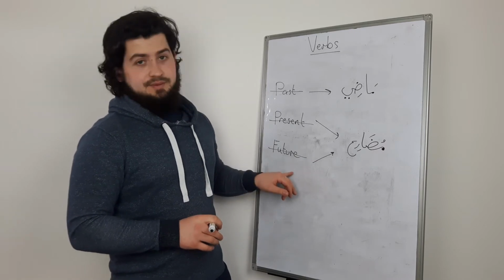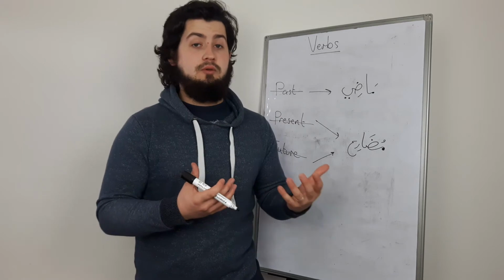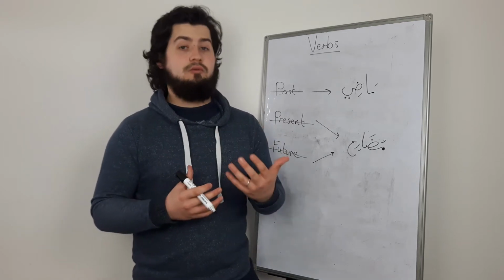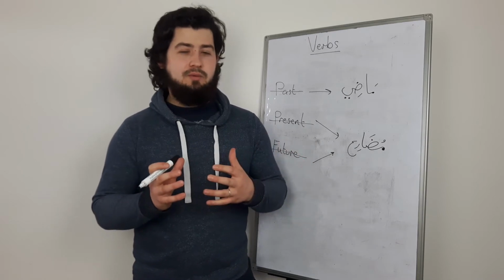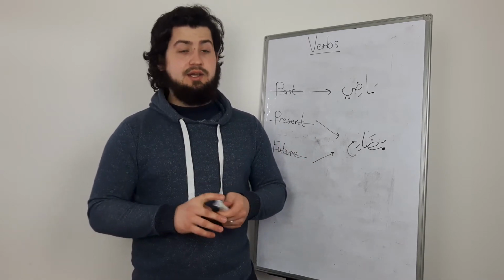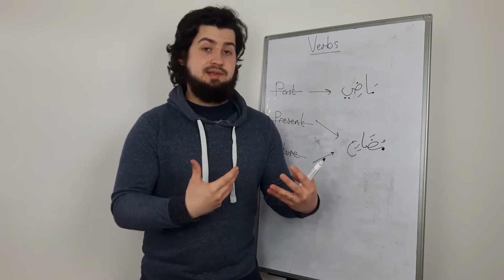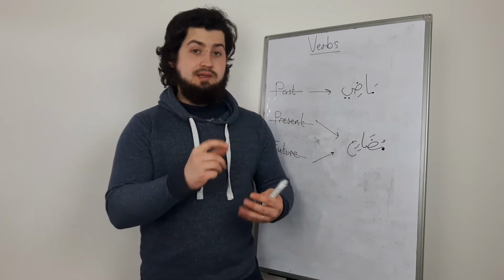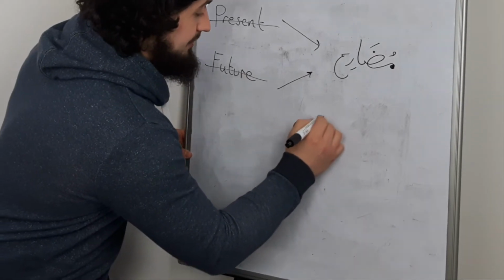So how do we get the future? What's the difference between using a present tense verb like yaktubu, he writes? How do we create the meaning he will write? It's quite similar to the way we use it in English actually. In English, we just put this word will at the beginning. We just say, I write in the present tense. I will write. That's how we make it the future tense. So we put will at the beginning.